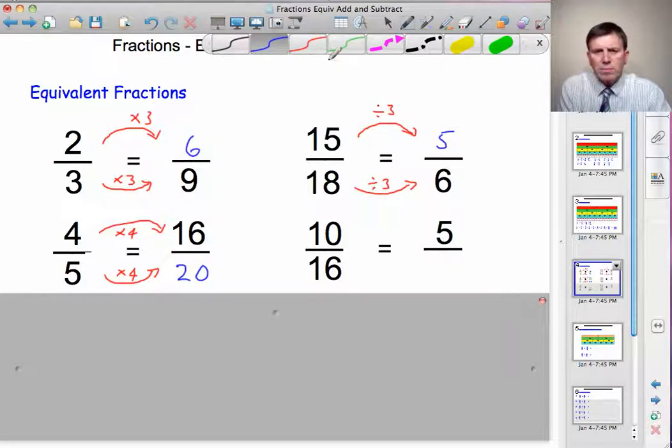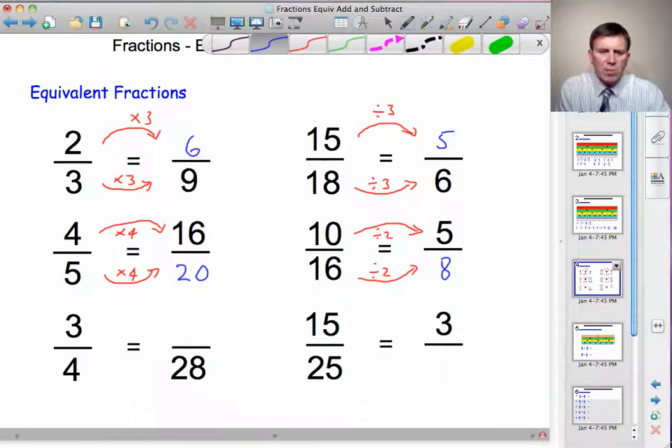Going the other way, here we have 10 to 5. We've divided by 2. So we need to divide the bottom by 2. 16 divided by 2 is 8. So 10/16 is the same fraction as 5/8.